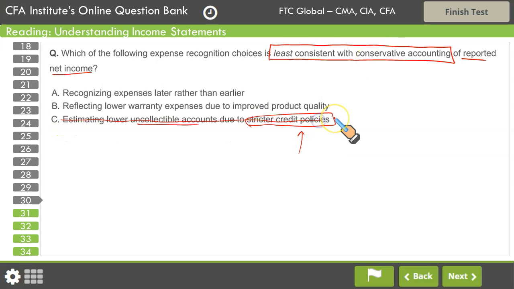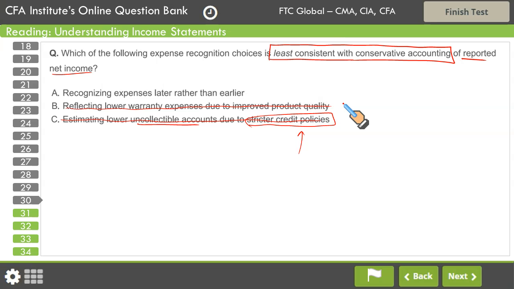Totally inappropriate in the given situation. B: reflecting lower warranty expenses due to improved product quality. Perfectly fine. If you have improved product quality, then you are sure that there will be fewer refunds, fewer repairs required, fewer unhappy customers. So improved quality will mean that your estimated warranty expense will be lower. So it has nothing to do with being conservative or aggressive with regard to your income statement items.